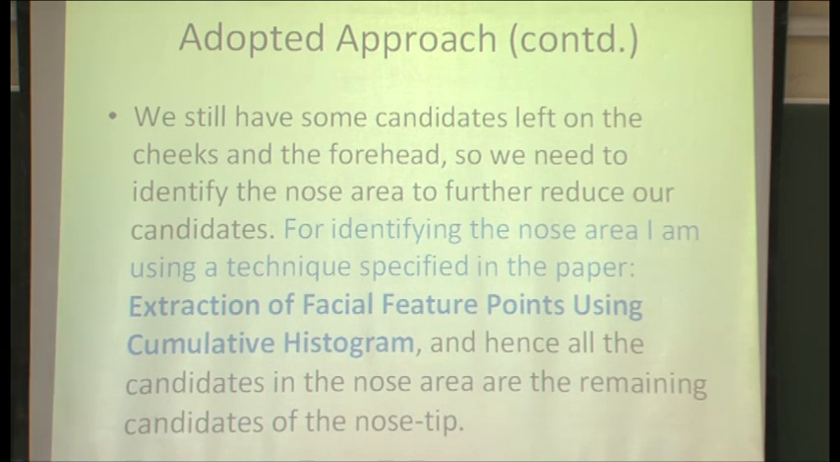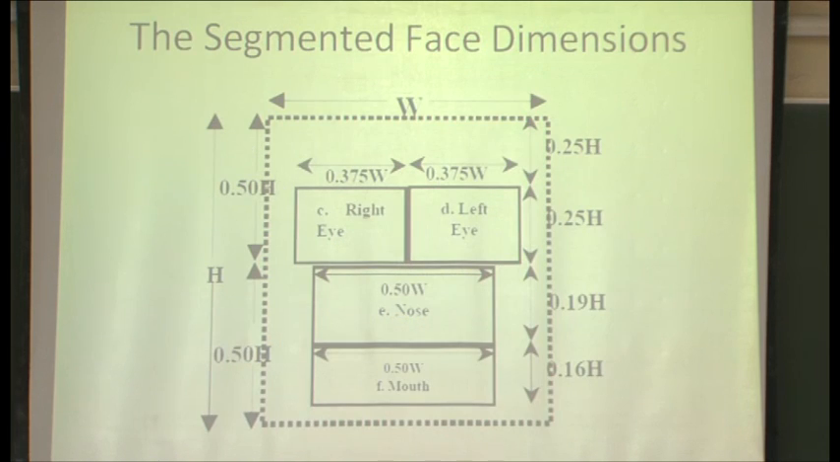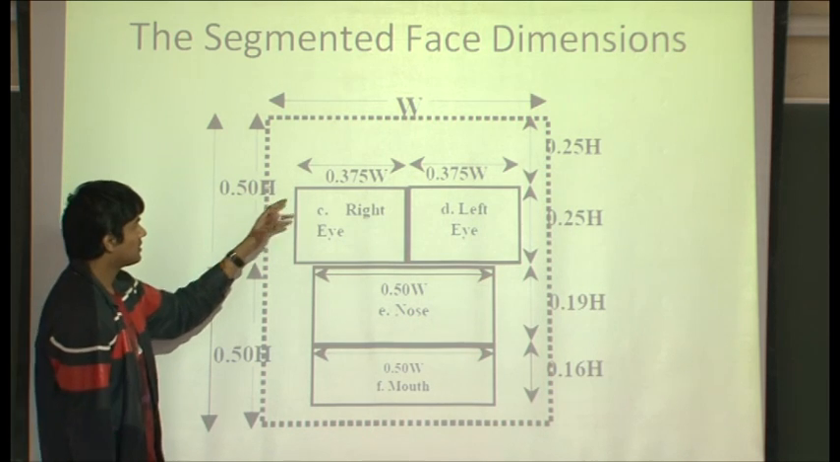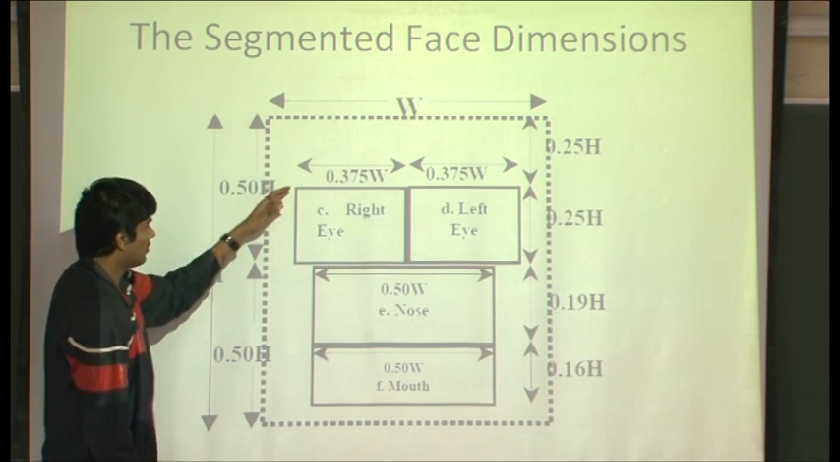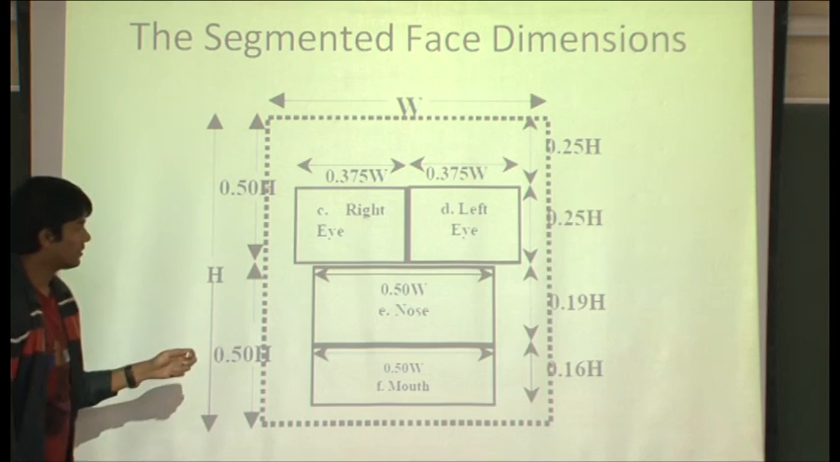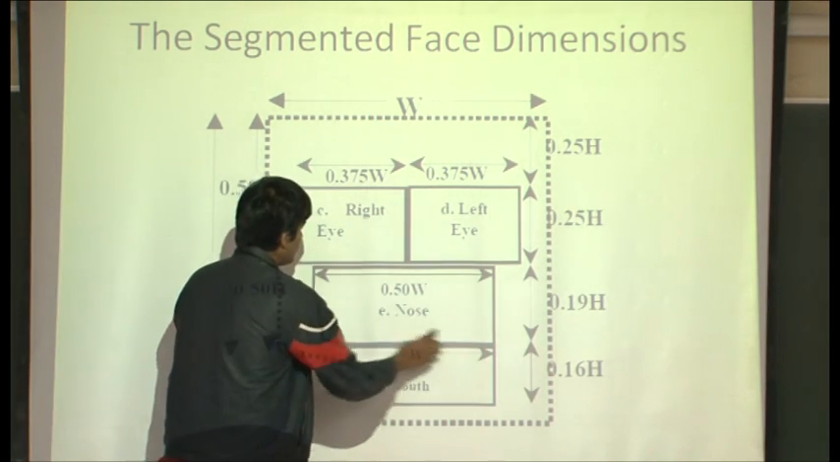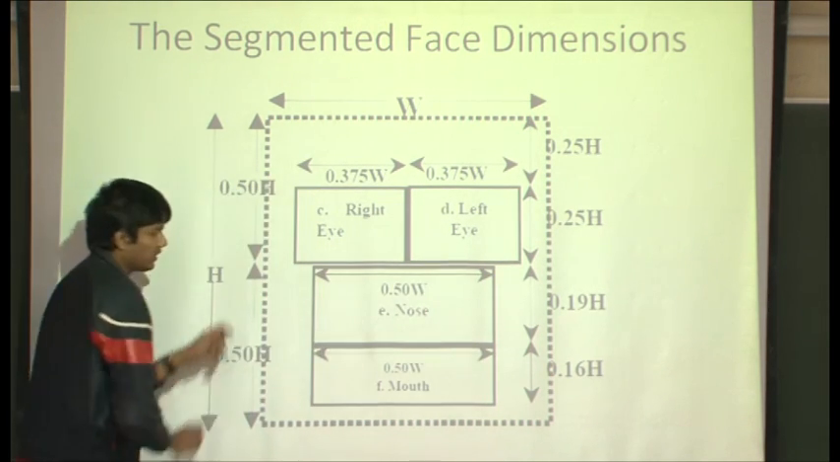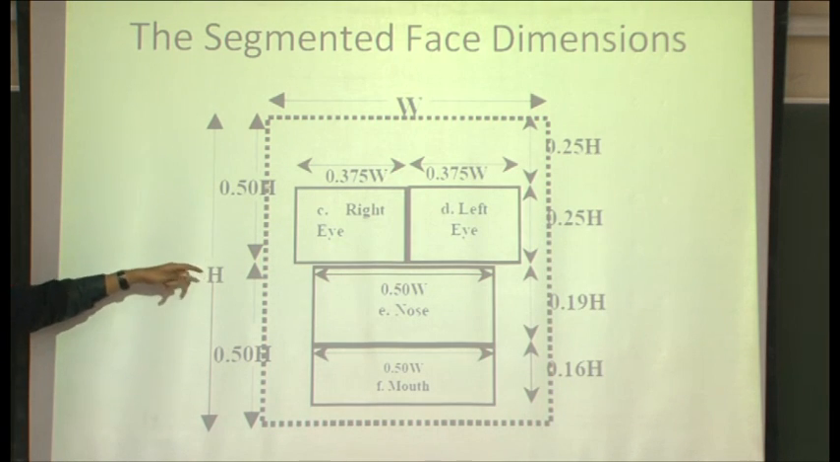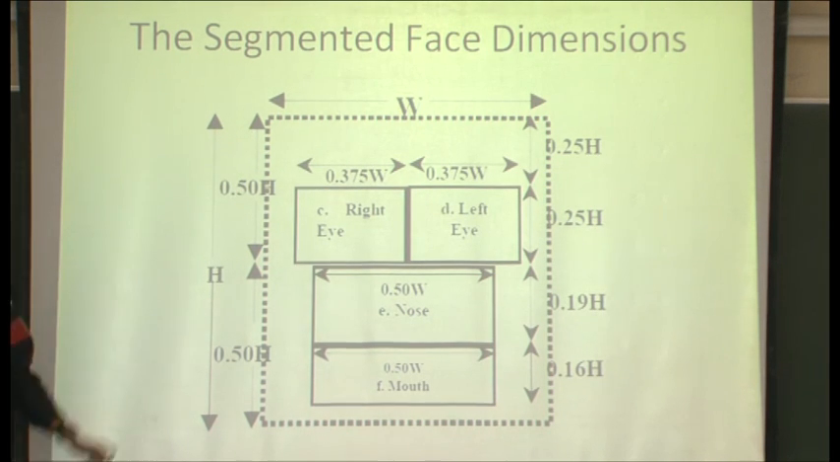Computer detection technique from the paper, in which the segmented face looks like this, and these are the ratios given in the paper. So I choose the node here, now this with 0.50 length and 0.19 height at 0.50 distance from the top.